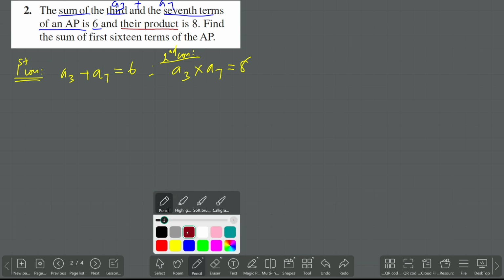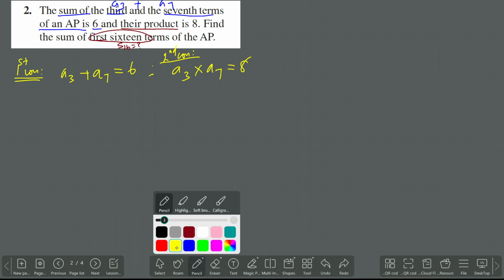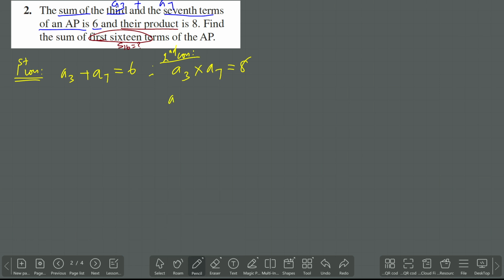That means, yes, 16 they are asking. So what do I need to find? The A value and the D value. If you simplify this, you will be getting: A3 in the sense A plus 2D, and A7 is A plus 6D, product equal to 8. Now, by using this, one of A or D, I am going to find. A3 plus A7: A plus 2D plus A plus 6D equal to 6.